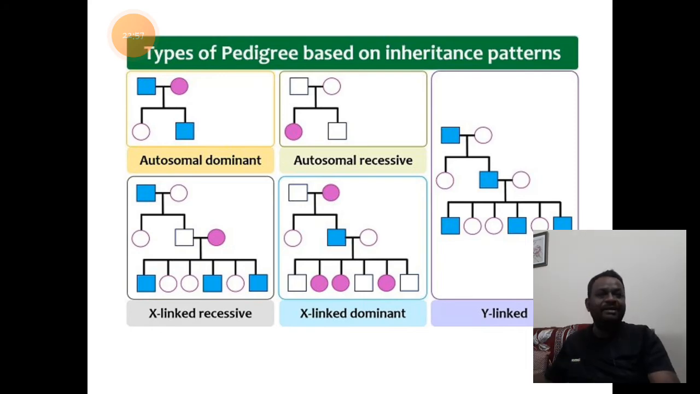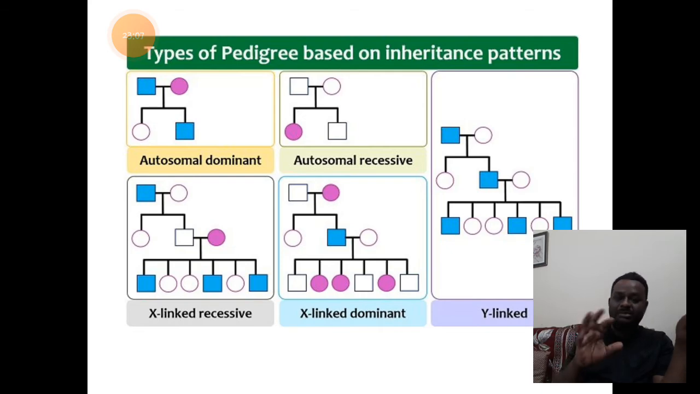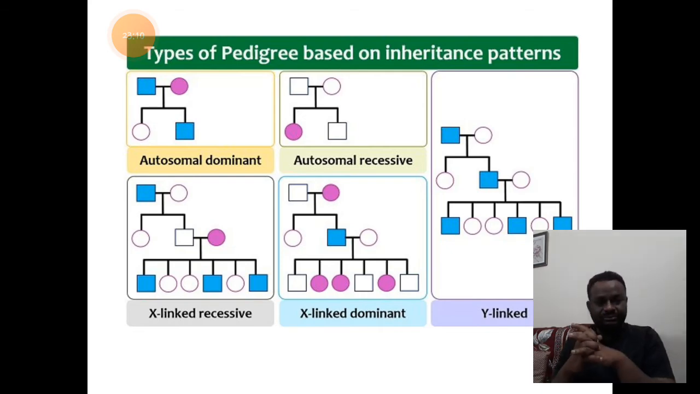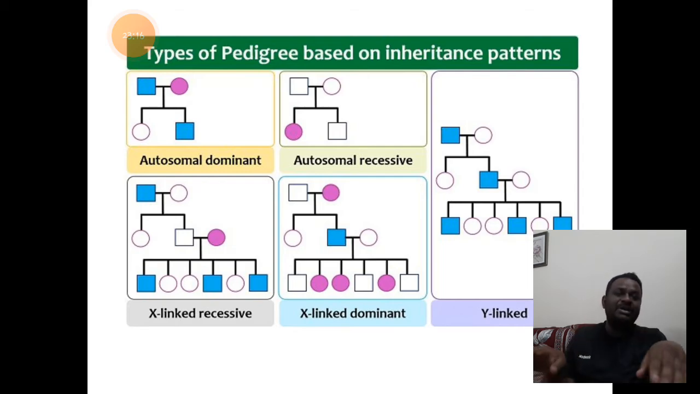Autosomal is again subdivided into 2 types, autosomal dominant and autosomal recessive. Allosomal is divided into 2 types, X-linked and Y-linked. The X-linked is further subdivided into X-linked dominant and X-linked recessive. So that way, the types of pedigree patterns of inheritance include 5 types. The first type is autosomal dominant.